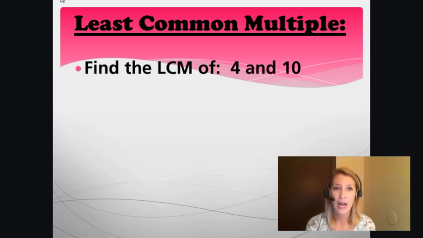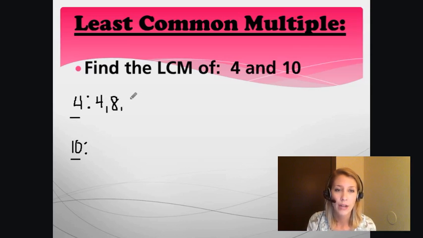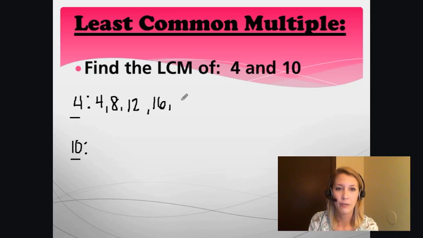So what we're going to do now is find the least common multiple of 4 and 10. To do that, we need to list out the multiples of each value. We have 4 and we have 10. Like I said, we're going to skip count or use repeated addition to find the multiples of 4. First we have 4. 4 plus 4 is 8. Another 4 is 12. Plus another 4 is 16. Plus another 4 is 20.